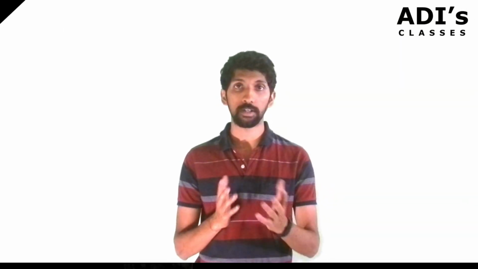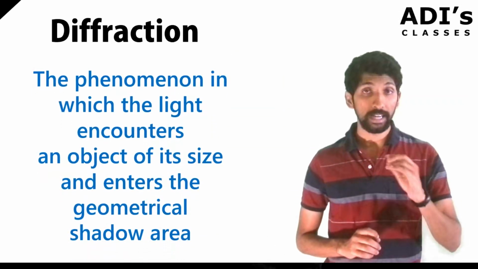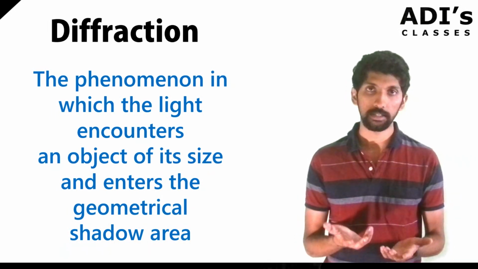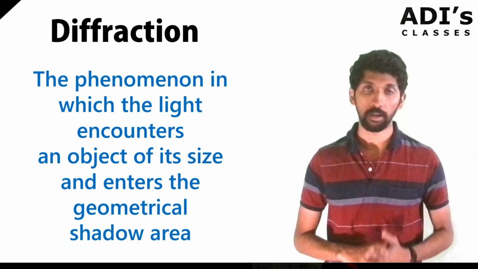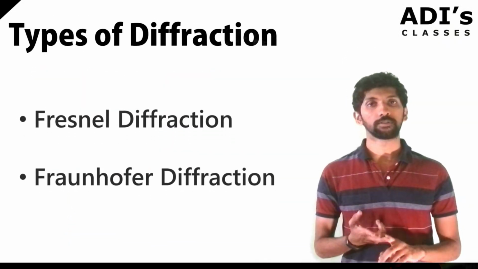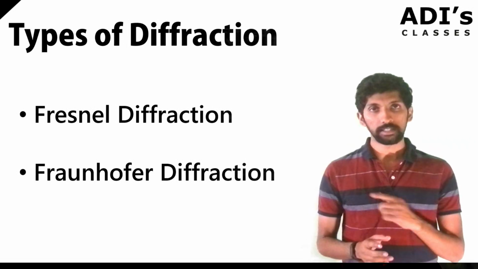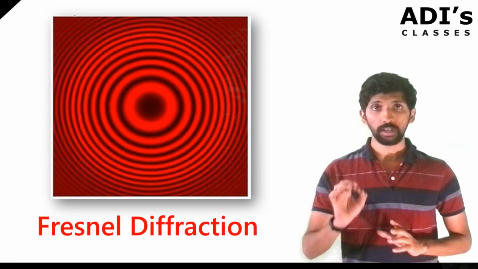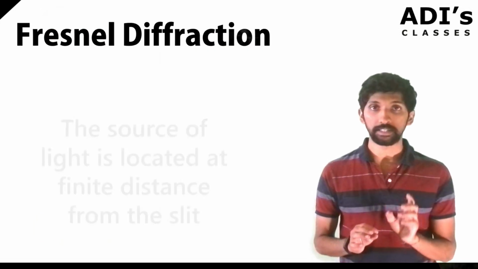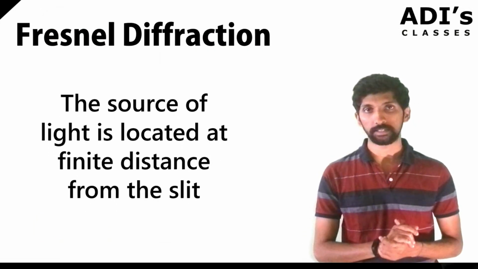The phenomenon called diffraction is when light enters the geometrical shadow area. That's what we call diffraction. Now there are two types of diffraction: Fresnel diffraction and Fraunhofer diffraction. When we talk about Fresnel diffraction, the source of light is at a finite distance from the slit. The slit is basically the obstruction, we can say.